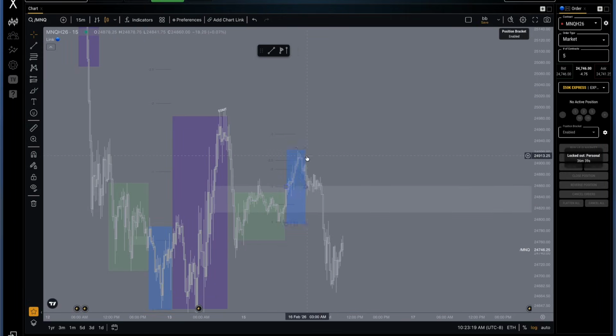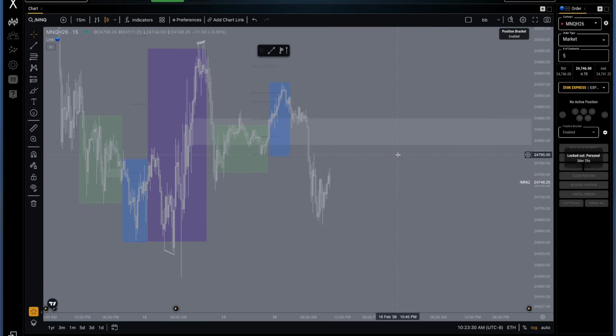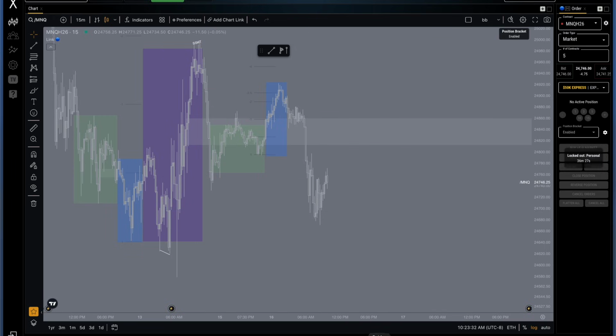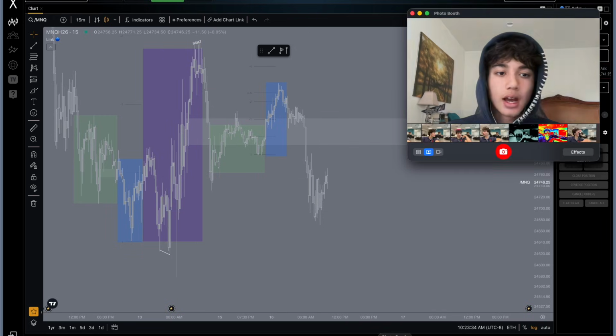So once I got my entry, boom, we distributed all the way down. So this is where market maker model aligns with PO3, as in they both distribute down. So this is how I caught my 200 point trade, guys.